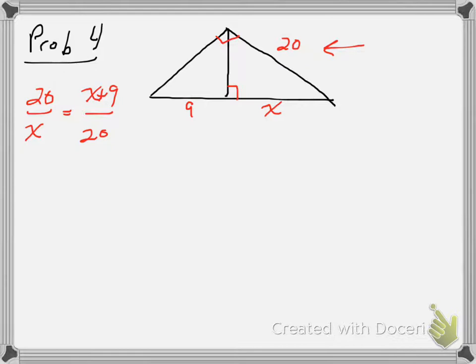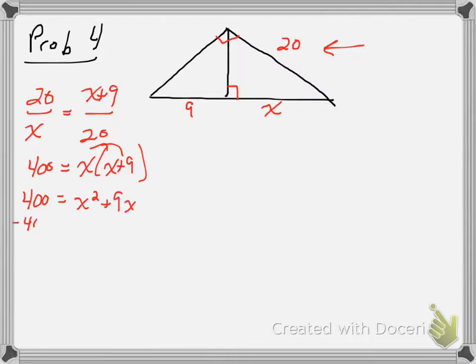Again, cross multiply. You get 20 times 20, which is 400, equals x times x plus 9. Now, what do I do here? Distribute through again. 400 equals x squared plus 9x. Subtract the 400. I get 0 equals x squared plus 9x minus 400. There are a couple different ways you could solve this. Personally, the easiest way is probably the quadratic formula, because it works every time and I don't have to worry about factoring. If you want to factor, go ahead.